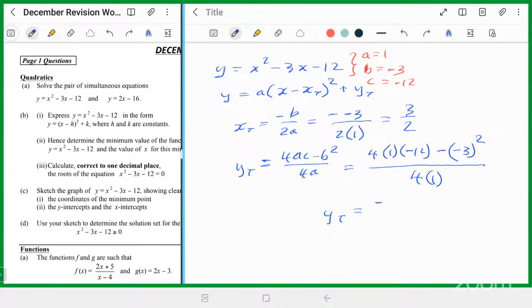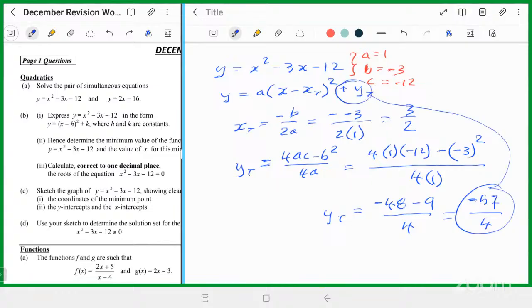Yeah, negative 48, then minus, and that becomes a positive 9. Negative 3 squared becomes just a 9 over 4. And then this minus 48 and minus 9 become negative 57 over 4. And so that's the yt value that is coming right here for that plus yt.